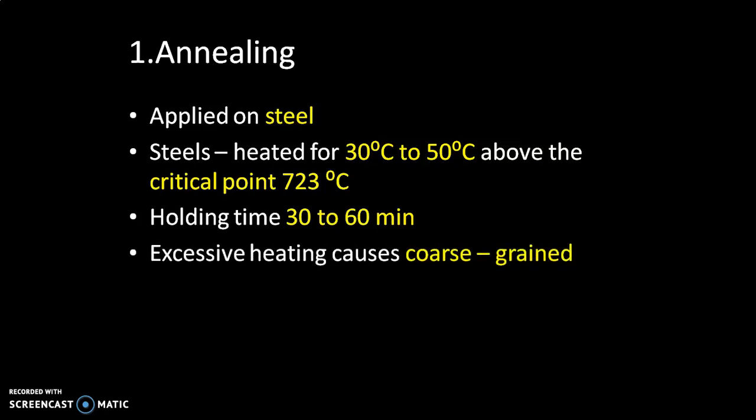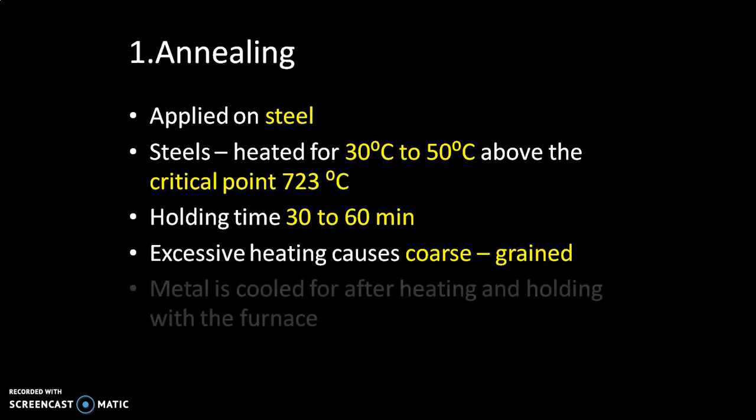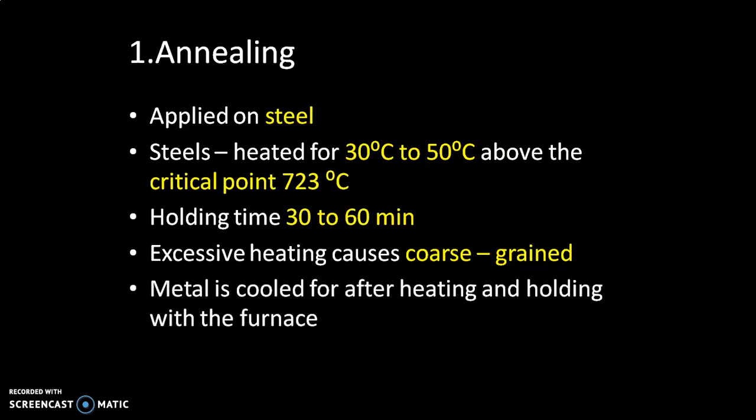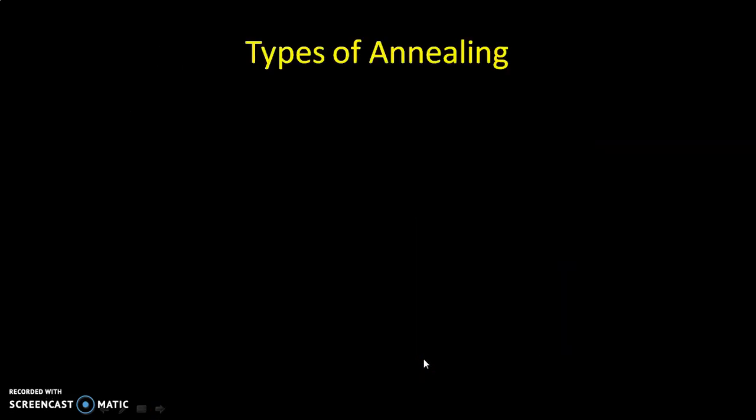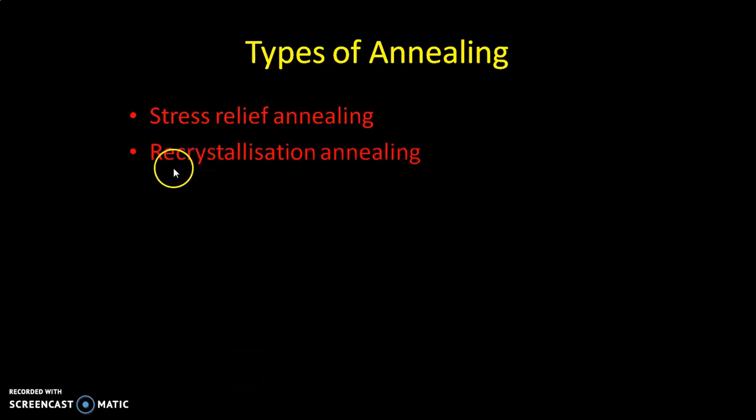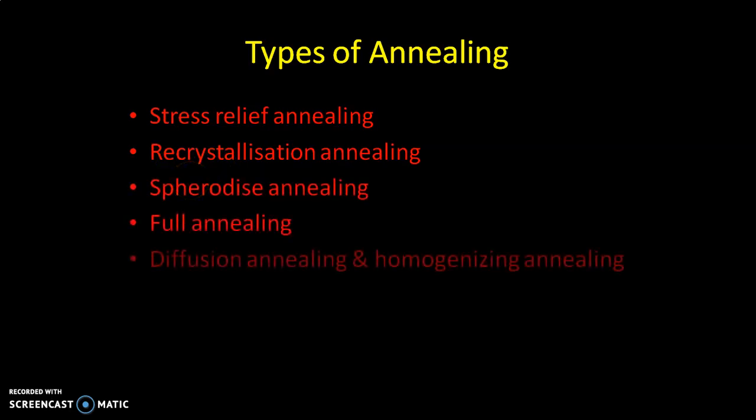Excessive heating causes coarse grain structure in the metal. The metal is cooled in the furnace after heating and holding. The cooling rate of this process is 150 degrees Celsius to 200 degrees Celsius per hour in the furnace. Types of annealing process: the annealing process is classified into 5 different types. First, stress relief annealing; second, recrystallization annealing; third, spheroidized annealing; fourth, full annealing; fifth, diffusion annealing or homogeneous annealing.